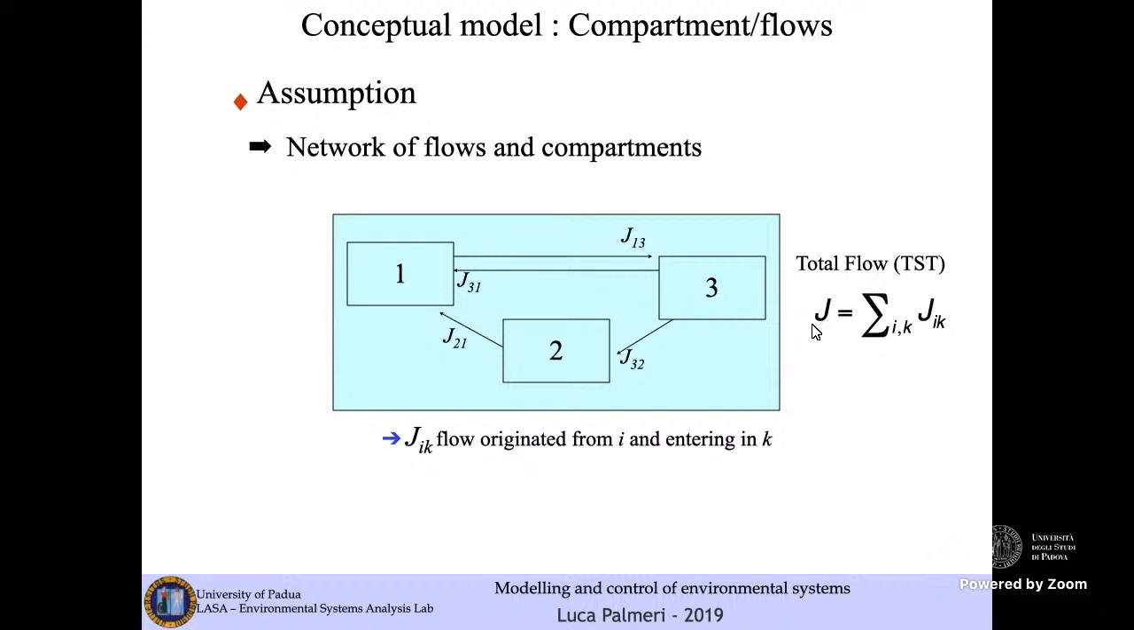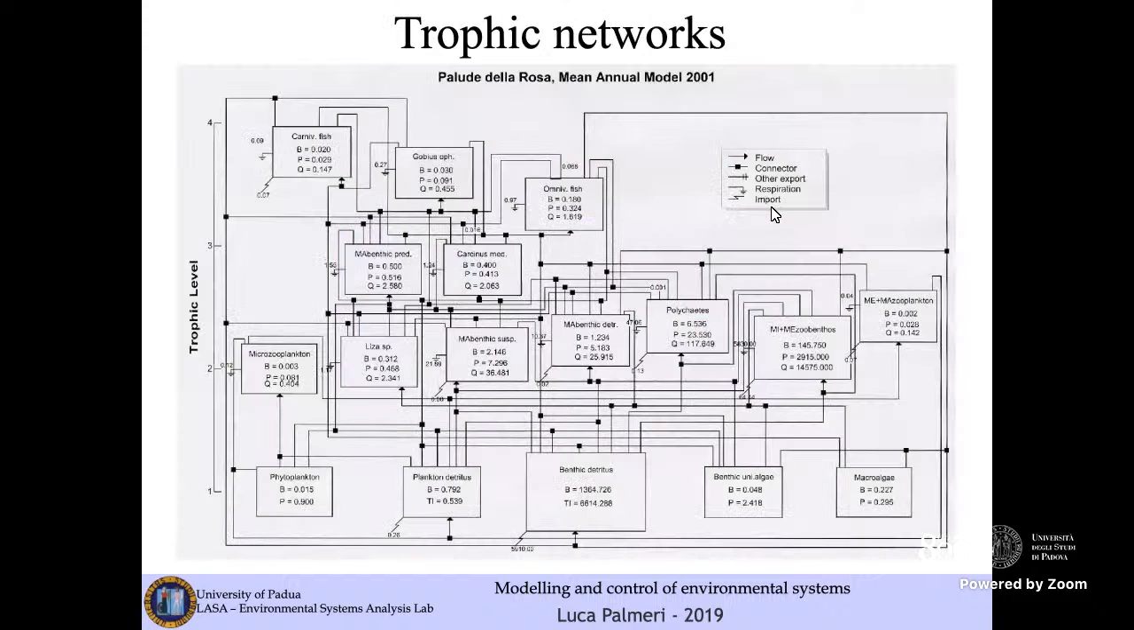This quantity, called total system throughput, is an indicator of how much the system is working in terms of material or media exchanges between the compartments. So it is a kind of indicator like the temperature that tells the modeler how much the system is working. We will see that with this kind of schematization, we can calculate several indicators that are of interest for the evaluation of the quality of a system.